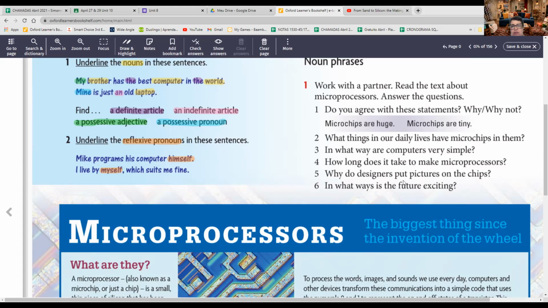Why do designers put pictures on the chips? Did you know that? Yeah, they do. You know those very tiny chips, really tiny chips? They manage to put pictures there. They print some images and they put these images on the chip. How can they do that? It's true. They can do it.